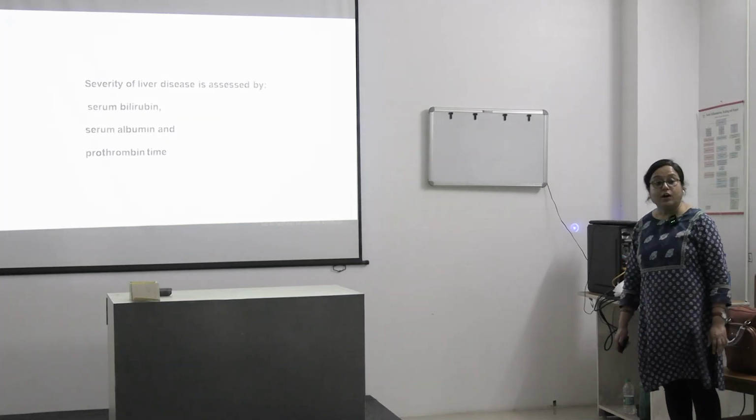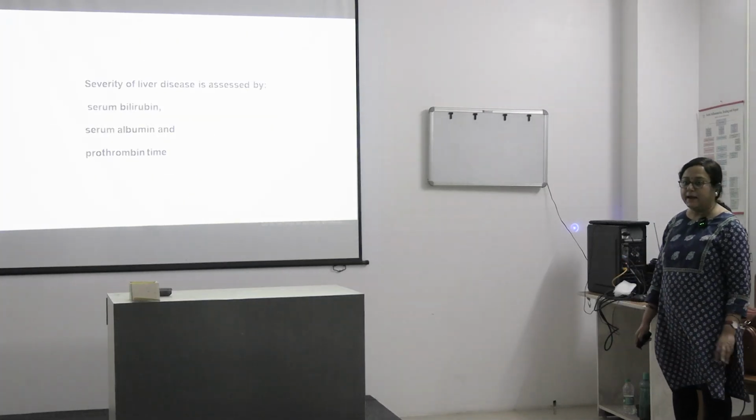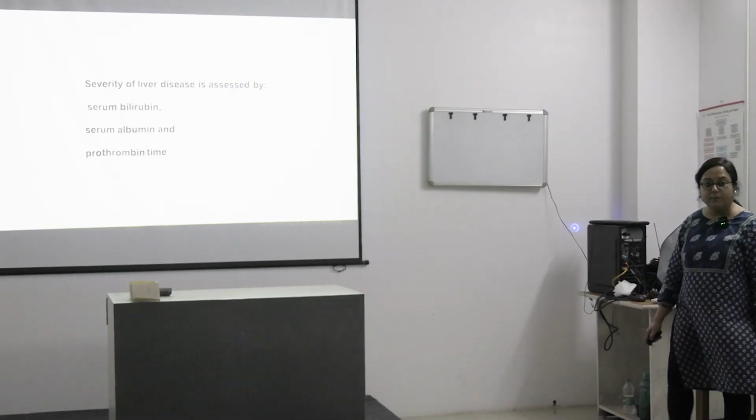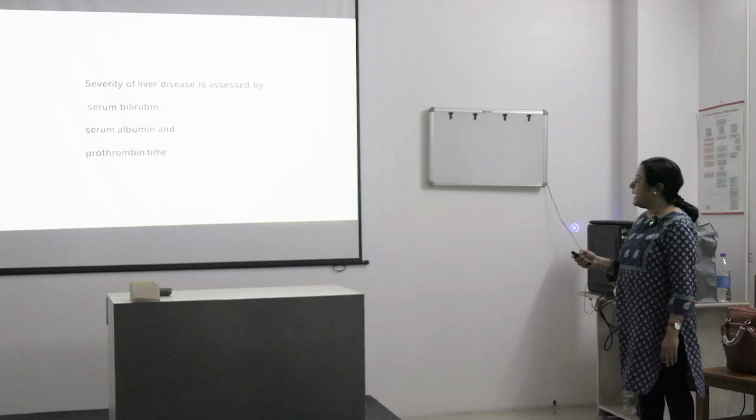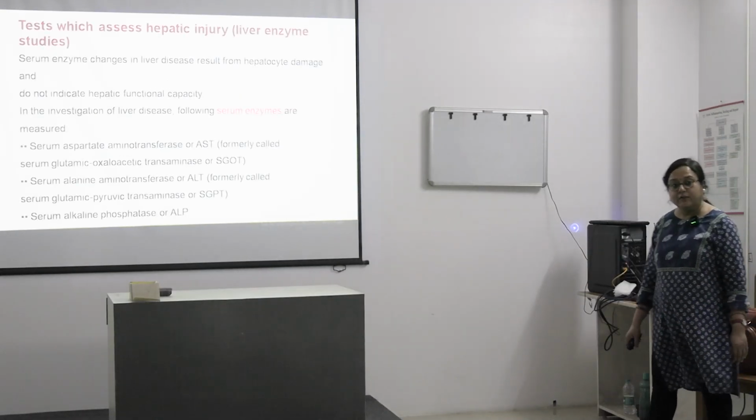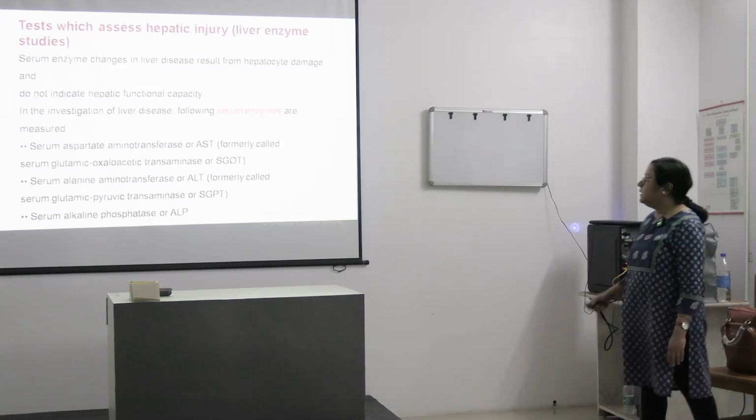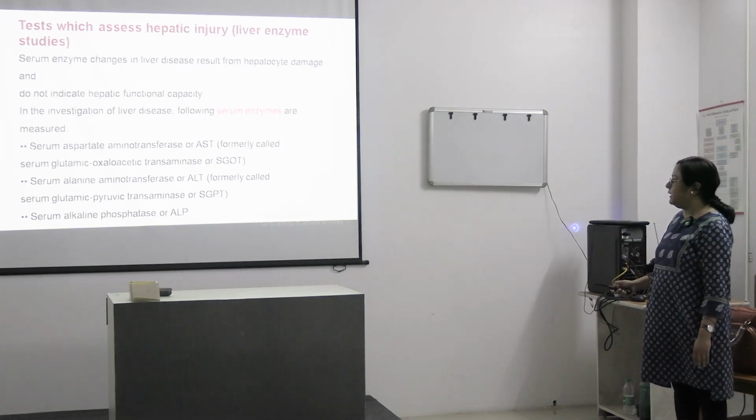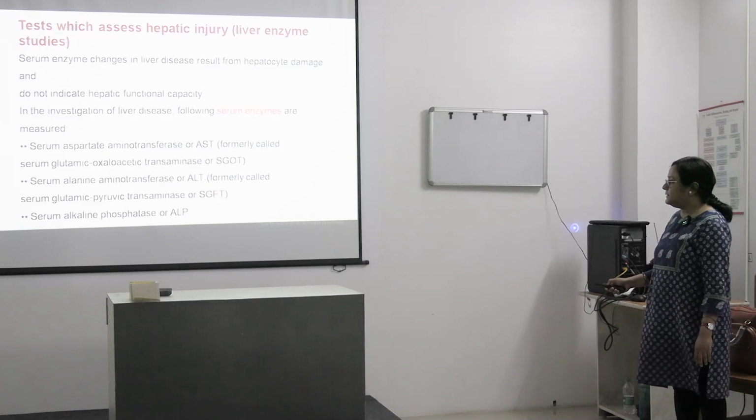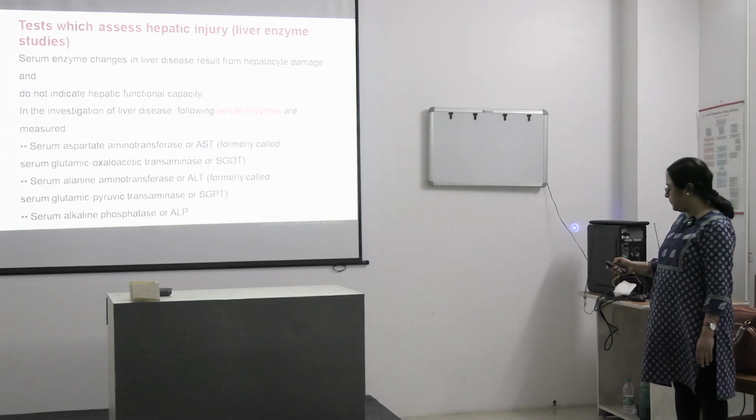Now, severity of liver disease is assessed by 3 types of tests, that is serum bilirubin, serum albumin and prothrombin time. To assess the hepatic injury, the liver enzyme studies are done. So liver enzymes, as I told you earlier, are serum aspartate aminotransferase AST, that is SGOT, serum alanine aminotransferase ALT, that is SGPT, and serum alkaline phosphatase, that is ALP.